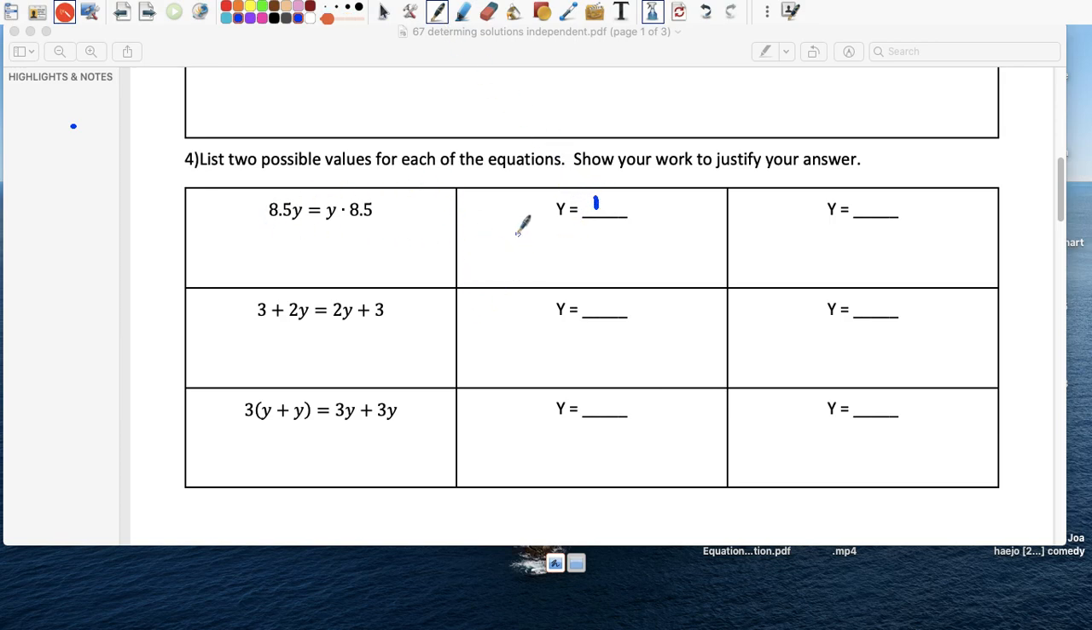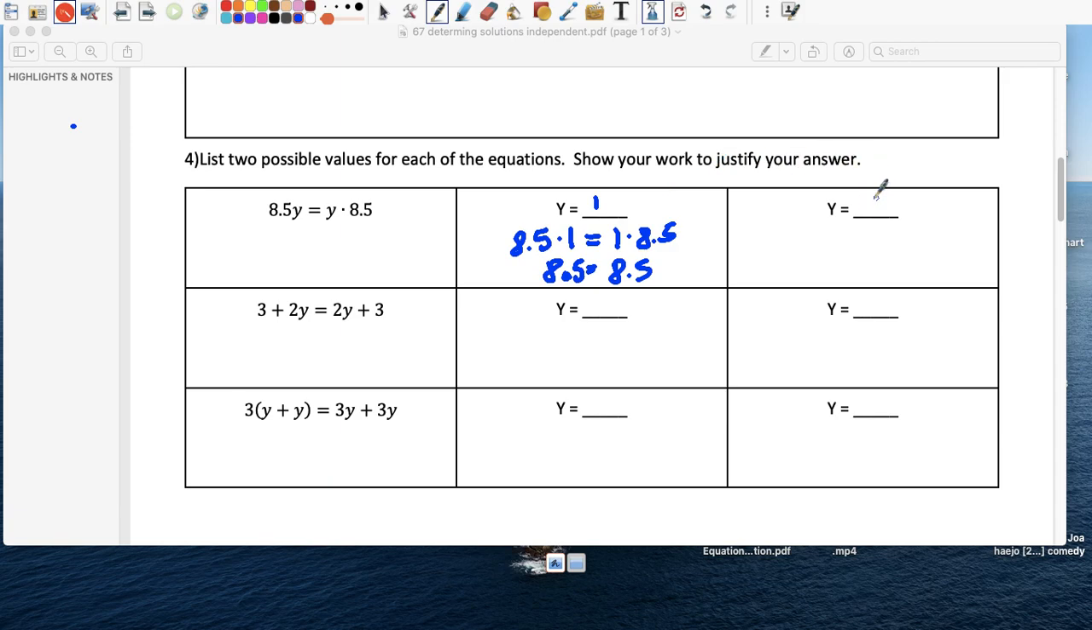When y equals 1, we get 8.5 multiplied by 1, and on the other side we get 1 times 8.5. What's 8.5 times 1? 8.5. And what's 1 times 8.5? 8.5. So that works. Let's try another one.